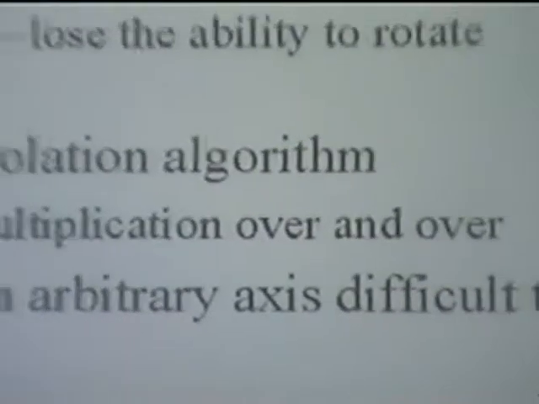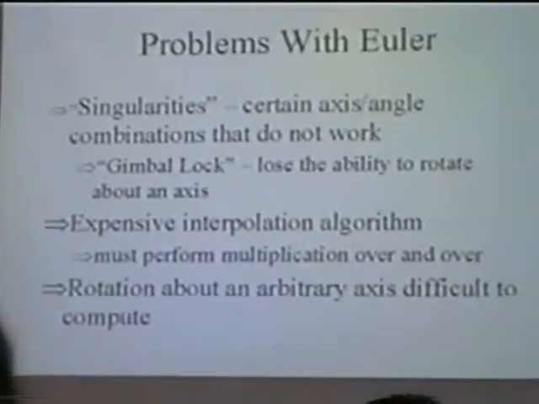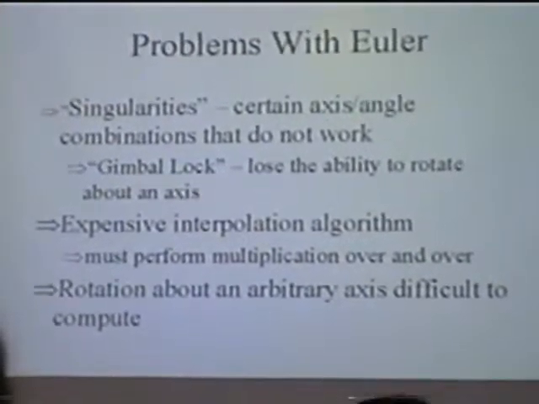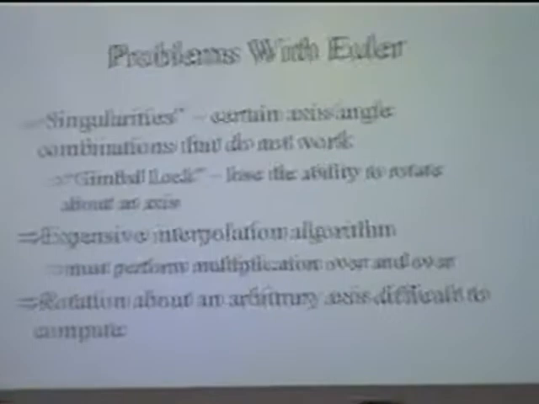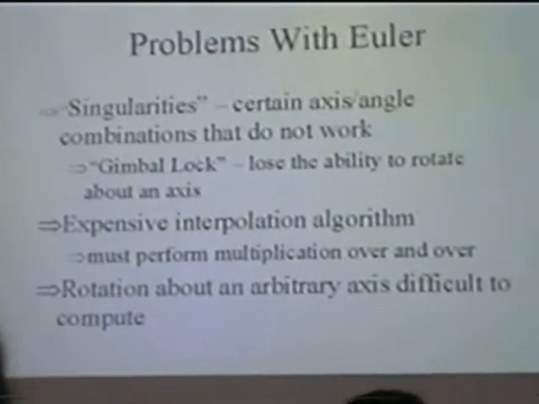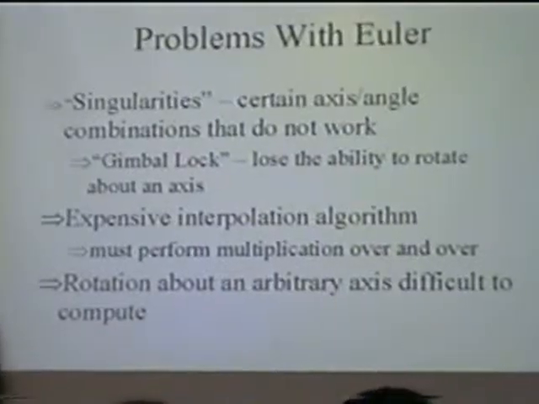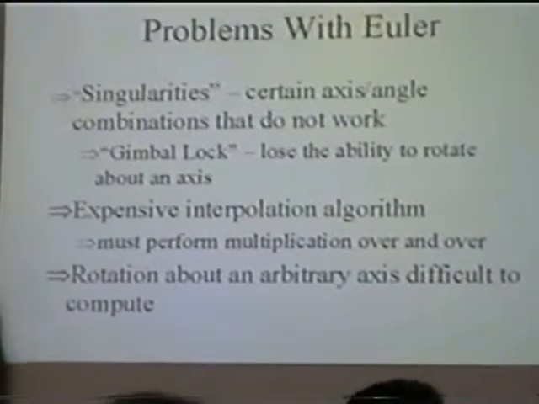It turns out there are some big problems with this method. The first is something known as a singularity, which is a certain axis-angle combination that just doesn't work. The most common and notable of these is something called gimbal lock. You may have heard it referred to in the movie Apollo 13. They were up in the space capsule and they had a problem, and all the eggheads in ground control looked at their slide rules and figured out a way around it.